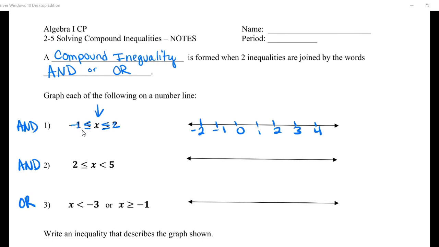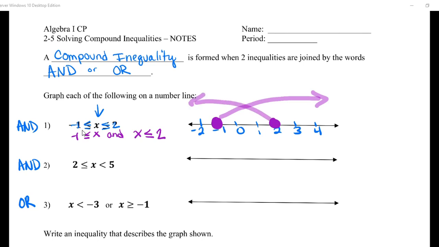So start from the middle. So we have x is greater than or equal to -1. So what that would look like is it would be a filled in circle at -1. And it's greater than, so we would shade to the right. Now the other part of the inequality is it also needs to be less than or equal to +2. So that would be a filled in circle at +2 and less than would be shaded to the left.